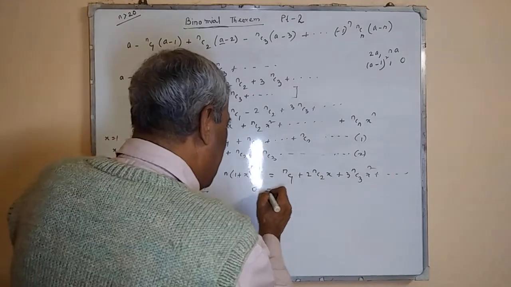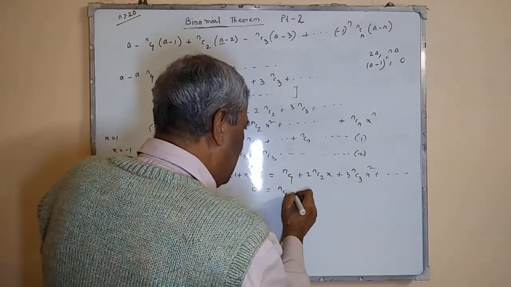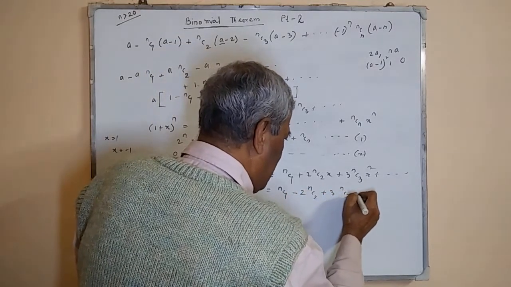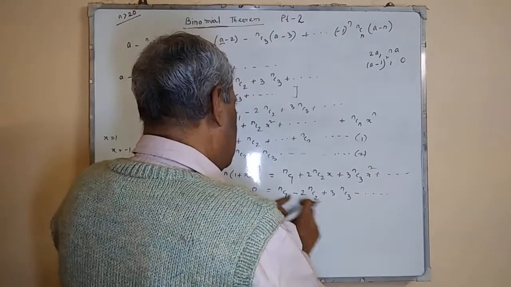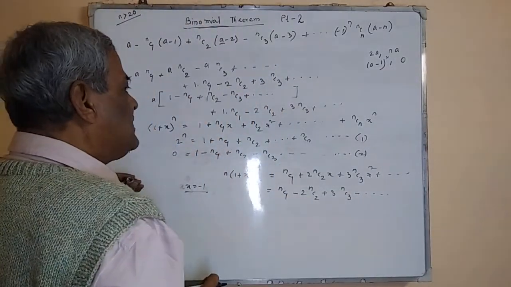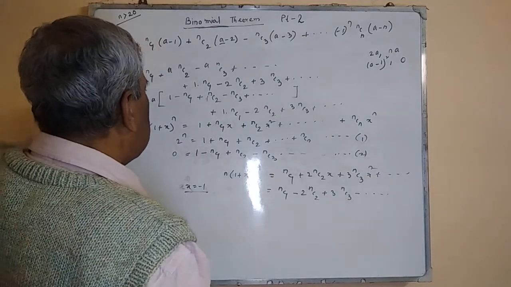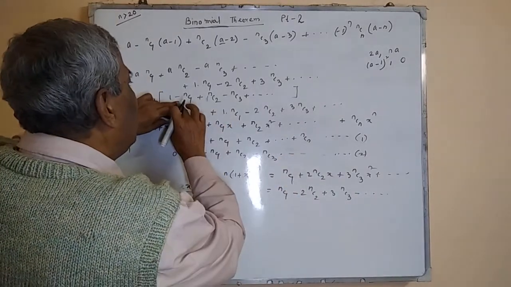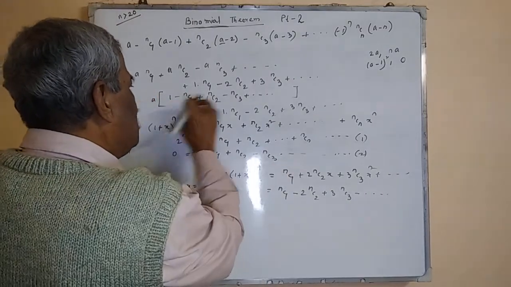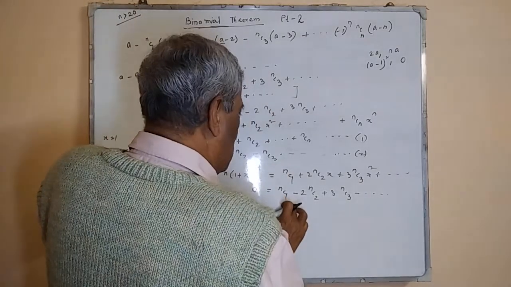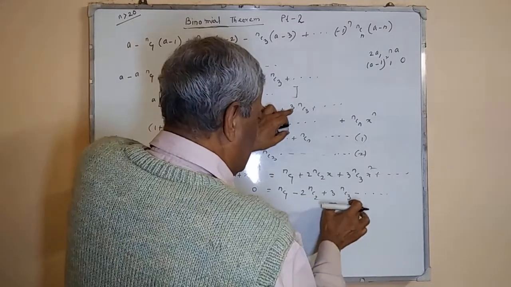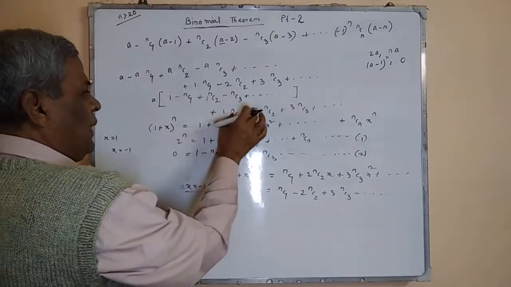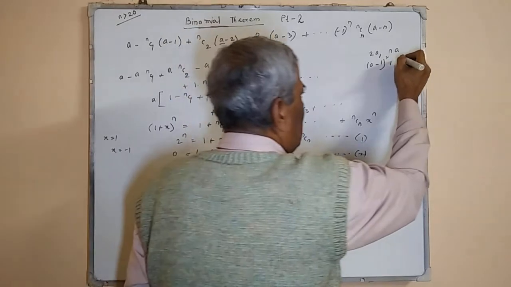This becomes 0. And that becomes nC1 minus 2 into nC2 plus 3 into nC3 minus, this is equal to 0. So our simplified result of the given expression is this plus that. Just now from 2 I got this is equal to 0. And from there nC1 minus 2 nC2 plus 3 nC3 etc. is also equal to 0. So our result is 0 plus 0, that is 0. So 0 is the answer.